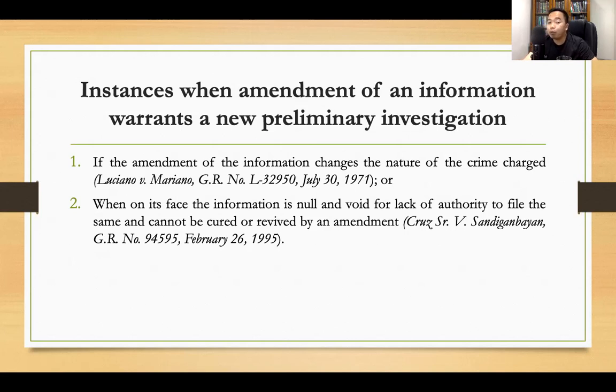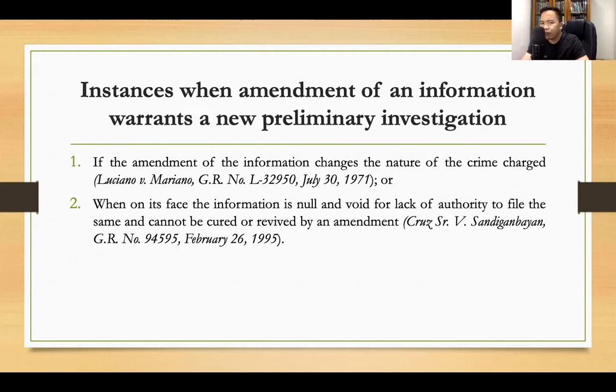Now, class, for example, we said earlier that before a resolution or an information is filed in court, it must be approved by the higher or superior authority, just like the provincial or city prosecutor. Now, in case the person who approves the filing of the information is merely the deputy city prosecutor or deputy provincial prosecutor without the prior written authority delegating the authority to approve the information, then the information is null and void because the person lacks the authority to approve the same.